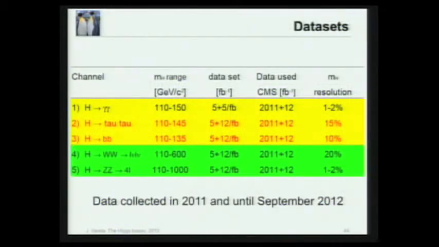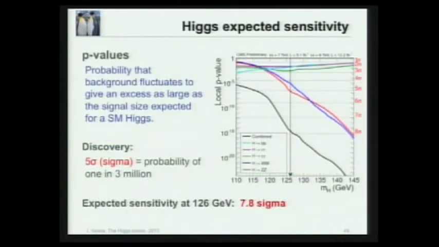We have collected data in 2012, and the results that I will show here are with data collected until September 2012. Now we have some more data that we are analyzing. We knew with this data how many Higgs we expect, so what the statistical precision is, so we could compute what the expected sensitivity is.